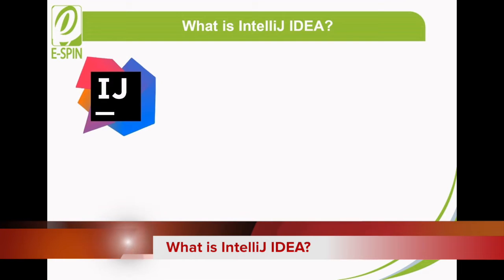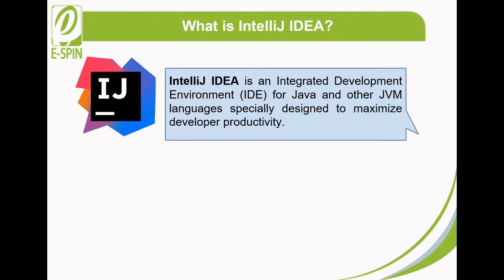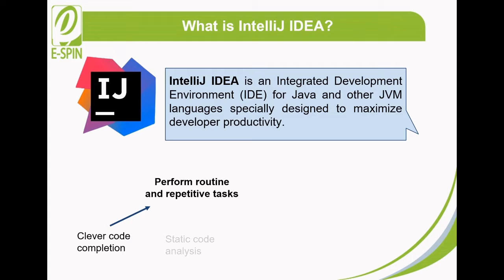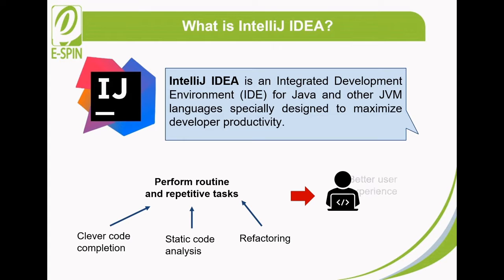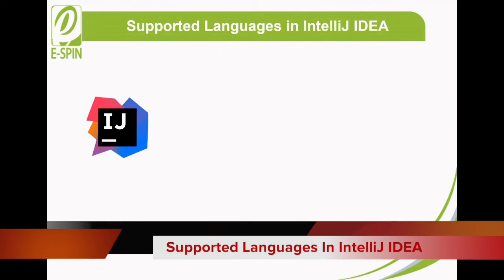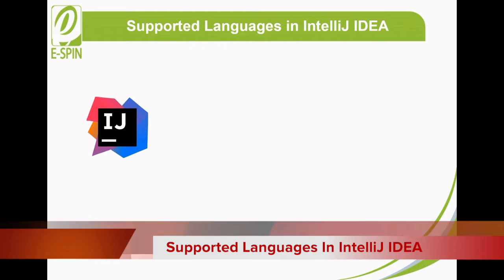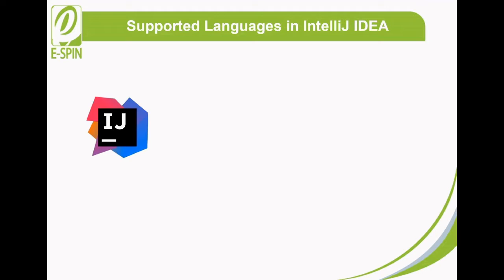What is IntelliJ IDEA? IntelliJ IDEA is an integrated development environment, IDE, for Java and other JVM languages, specially designed to maximize developer productivity. In other words, IntelliJ IDEA is a platform that performs routine and repetitive tasks for users by providing clever code completion, static code analysis, and refactorings, hence letting you have a better user experience and increased productivity. Before we explore the features of IntelliJ IDEA, let's be informed of the supported languages in the product.